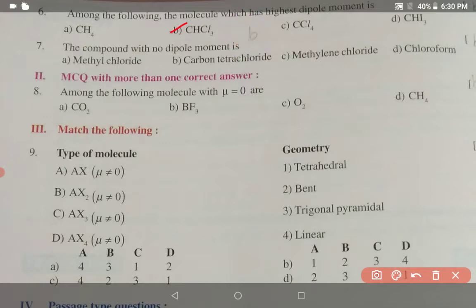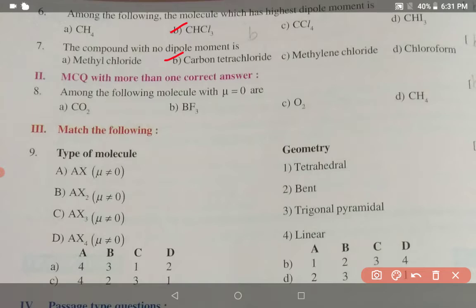Next, the compound with no dipole moment is carbon tetrachloride; in carbon tetrachloride there is no dipole moment. You have to check all the options against this, and then you will be able to find one option, because these questions are MCQs with only one correct answer. That is why only one correct answer is present, that is option B.